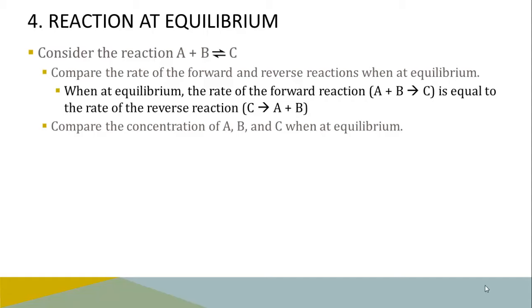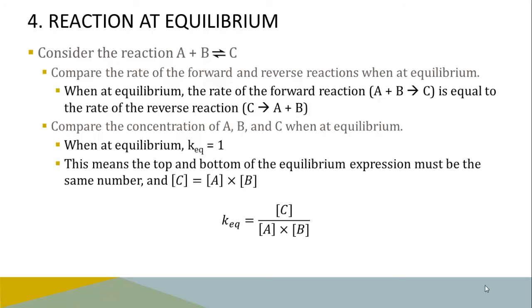Compare the concentration of A, B, and C when at equilibrium. So when at equilibrium, by definition, our equilibrium constant is equal to 1. So there's our equilibrium constant expression. The only way that that fraction can equal 1 is if the top and bottom are the same numbers. So in other words, the concentration of C is equal to whatever the product of the concentration A times B is. So the amount of reactants and the amount of products aren't necessarily going to be the same, but it does mean that the ratio of them equals 1.